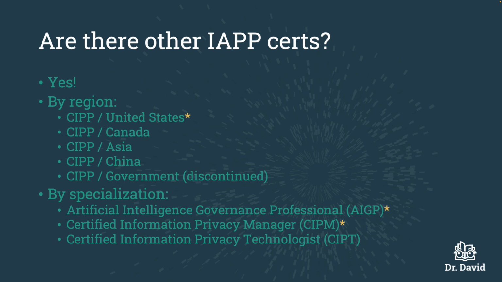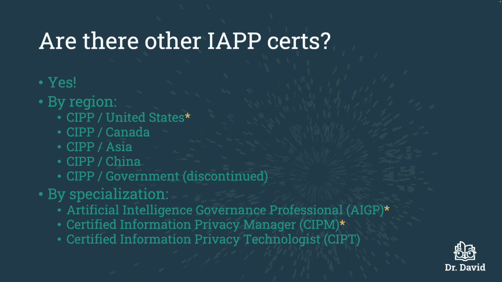And finally, this certainly isn't a region, but in the past, IAPP had a certificate that focused on the US federal government. Unfortunately, that certification has been discontinued, but if you're looking in folks' signature lines, or you're looking at LinkedIn profiles, you will undoubtedly sooner or later come across a CIPP-G designation. And again, that designation refers to the US federal government.